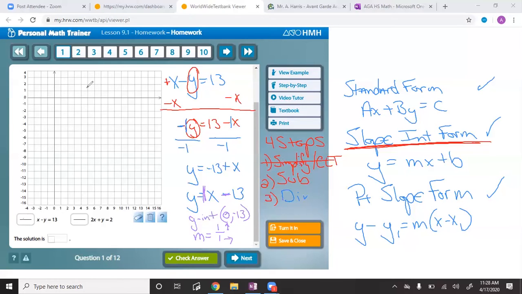Where do I start? You start, let me annotate it. You start around here. Here's 0. And go where? You go up 1 and then you go to the right. I cannot graph a slope. I need a point. So graph what? 0. And then you graph 13. What kind of 13? -13. Let me erase that.